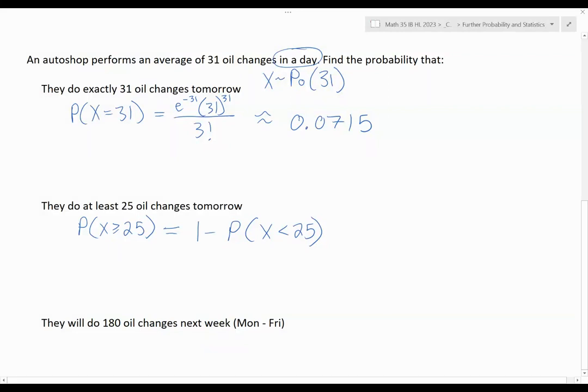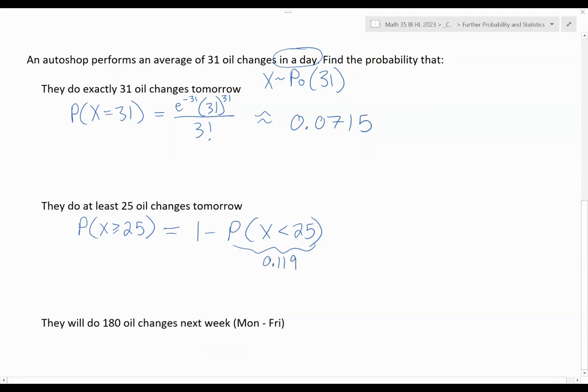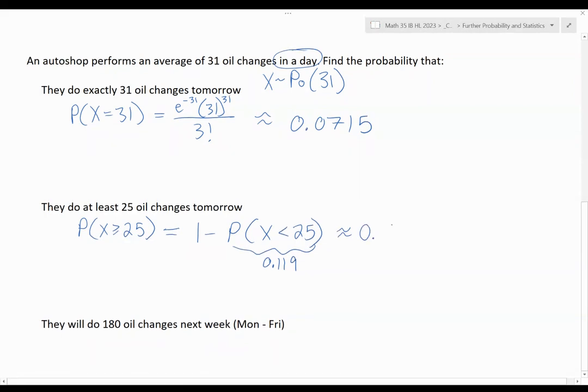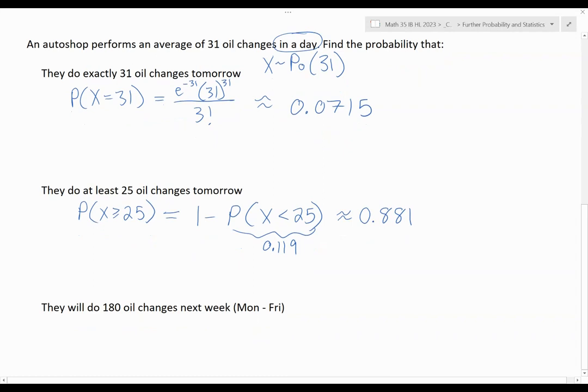So my X value would be 24. My mean is still 31. And when I do that calculation, I get 0.119 roughly. So the probability when I do 1 minus that is going to be 0.881. Let me just double check that, because subtraction is always the bane of my existence. So yes, that is correct. So they do at least 25 oil changes. That's going to be a much higher probability, about 88%.